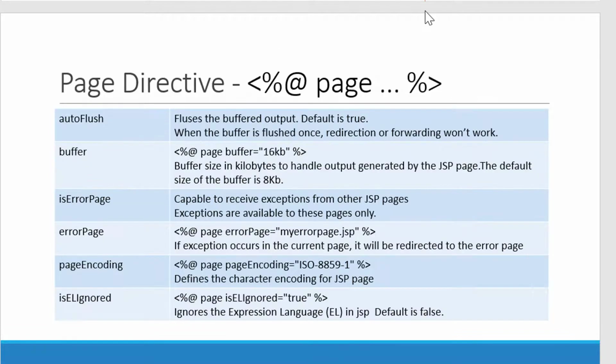And we have another attribute, isELIgnored, where the default value is false, and it will not ignore the expression language within the JSP. In case I want the JSP to ignore it, I can go ahead and change this particular attribute isELIgnored accordingly. So we have seen various attributes to be used within the page directive.